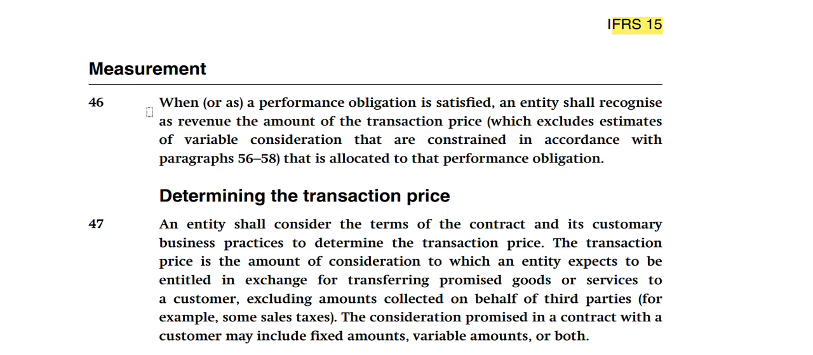Paragraph 46 says, when or as a performance obligation is satisfied, an entity shall recognize as revenue the amount of transaction price, which excludes estimates of variable consideration that are constrained in accordance with paragraphs 56 to 58, that is allocated to the performance obligation.